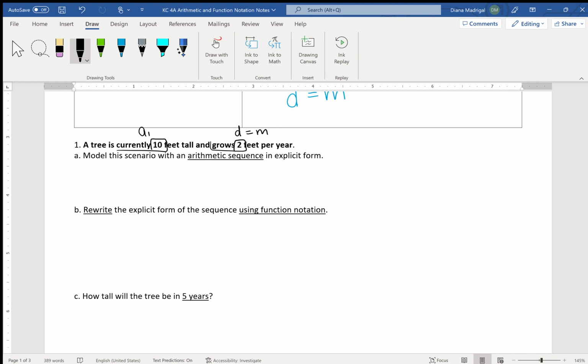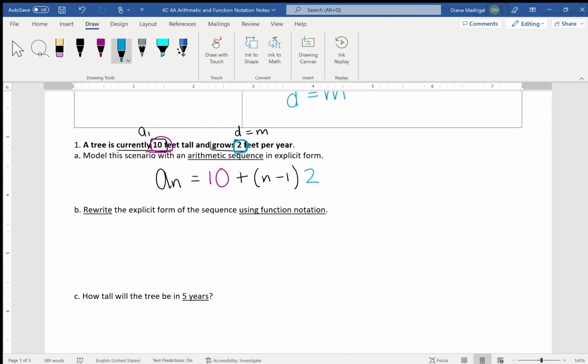Okay. First question, it says model this scenario with the arithmetic sequence. Arithmetic, that's the a_n. Okay, what's my A1? My A1, and I'm going to change my colors here. My A1, again, is 10, because that's A1. And it grows by 2, so it's going to be plus (n minus 1) times 2. That's my D, my change.